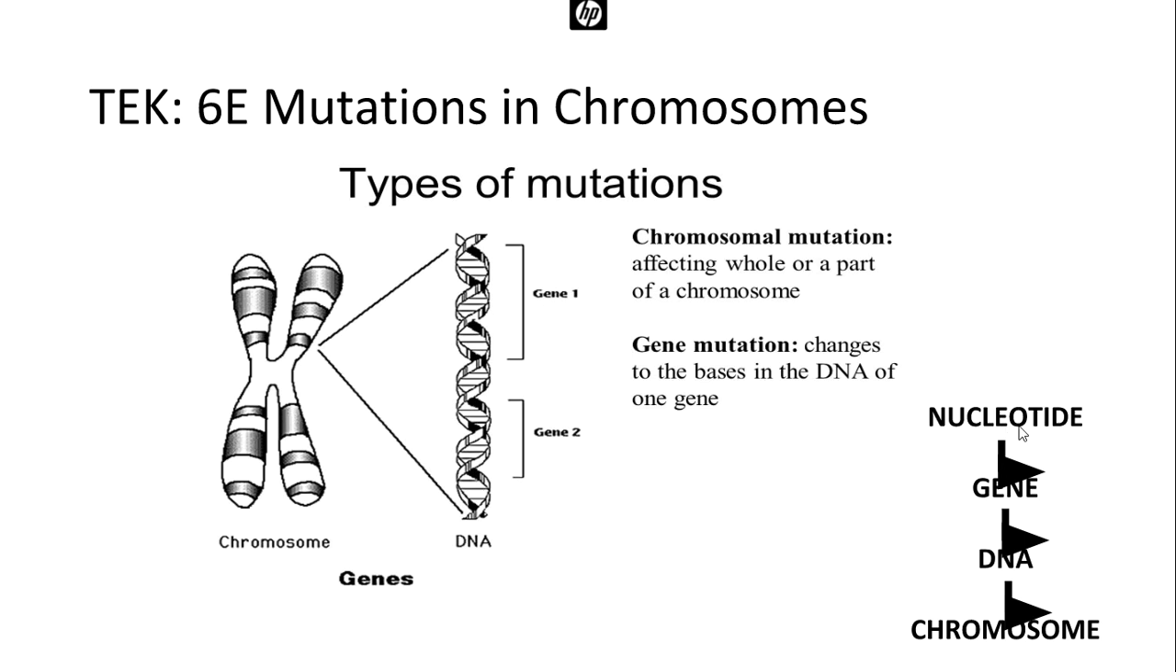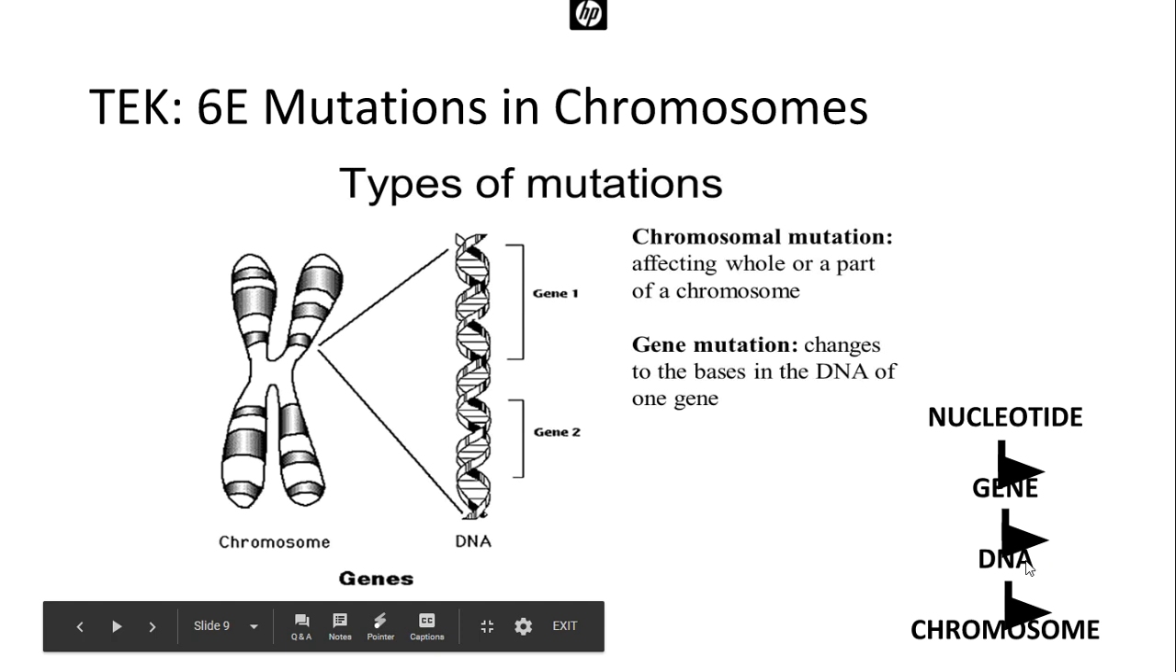And then I also wanted to remind you that a nucleotide is a monomer, or the smallest unit of DNA. When you put a bunch of nucleotides together, you form a gene. Your genes make up your DNA, and your DNA is then folded into chromosomes.